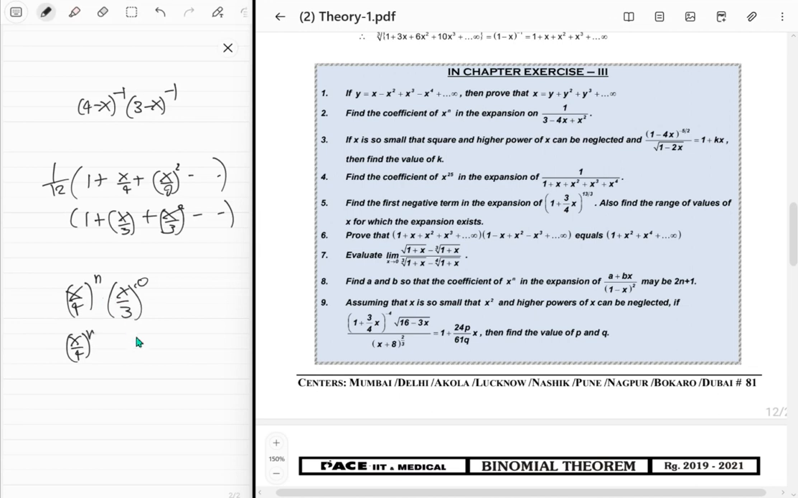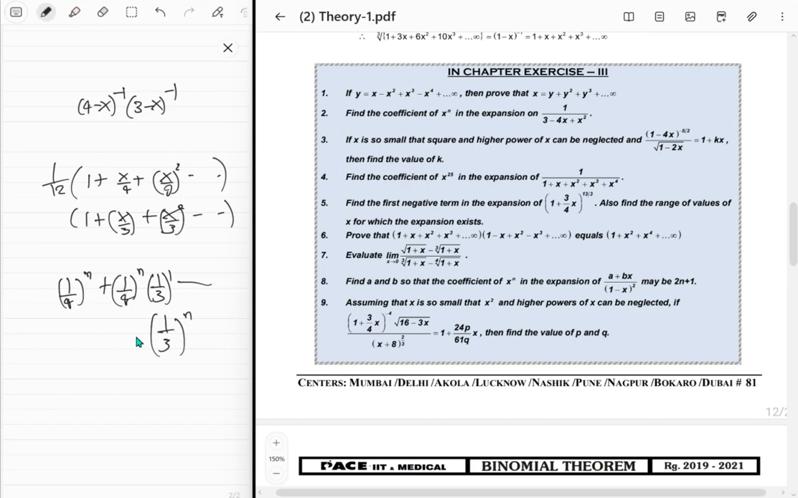Okay, you got n minus 1, and then x upon 3 power 1, and then x upon 4 power n minus 2, and then x upon 3 power 2, and so on, right? Yeah, exactly. So this is almost like 1 upon 4 power n, and then you got 1 upon 4 power n minus 1, 1 upon 3 power 1, and so on, till you eventually get 1 upon 3 power n. This is our coefficient, but that times 1 upon 12, of course. Isn't that right?